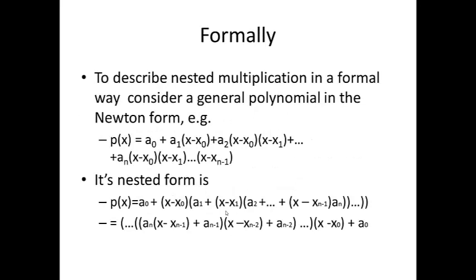So, formally, to describe nested multiplication, we consider a general polynomial in the Newton form. For example, p of x is equal to a0 plus a1 times x minus x0, plus a2 times x minus x0 times x minus x1, all the way out to an times x minus x0, x minus x1, up to x minus x(n minus 1). And we can write that in a nested form, similar to what we did in chapter 1. And we'll see how to now succinctly write the Newton interpolating polynomial.